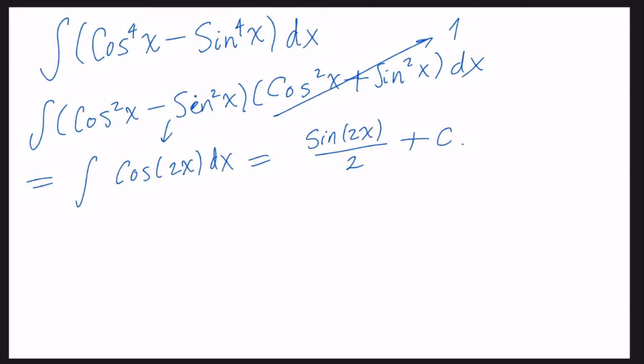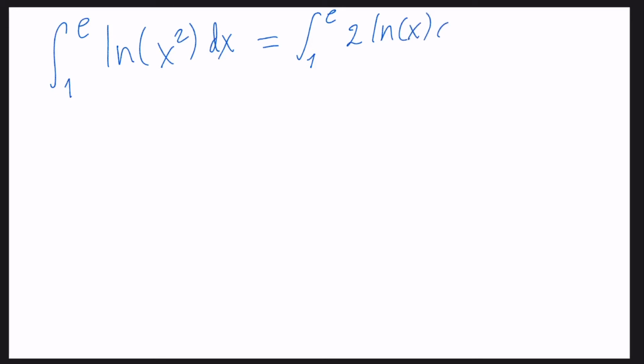For my following problem, I will use a definite integral because I have shown mostly problems with integrals that are not definite integrals. So this is a good problem. The problem is this one: the integral from 1 to e of the natural logarithm of x squared, dx. Here we just require some algebra. This is 2 times the natural logarithm of x, dx.